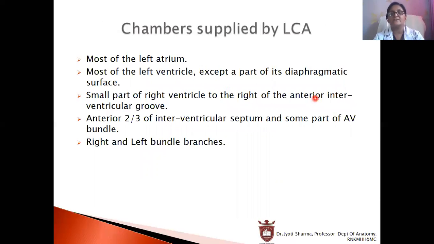Chambers supplied by left coronary artery. Most of the left atrium is supplied by left coronary artery. Most of left ventricle, except a part of its diaphragmatic surface, small part of right ventricle to the right of the anterior interventricular groove, anterior two-thirds of interventricular septum and some part of AV bundle, and right and left bundle branches.